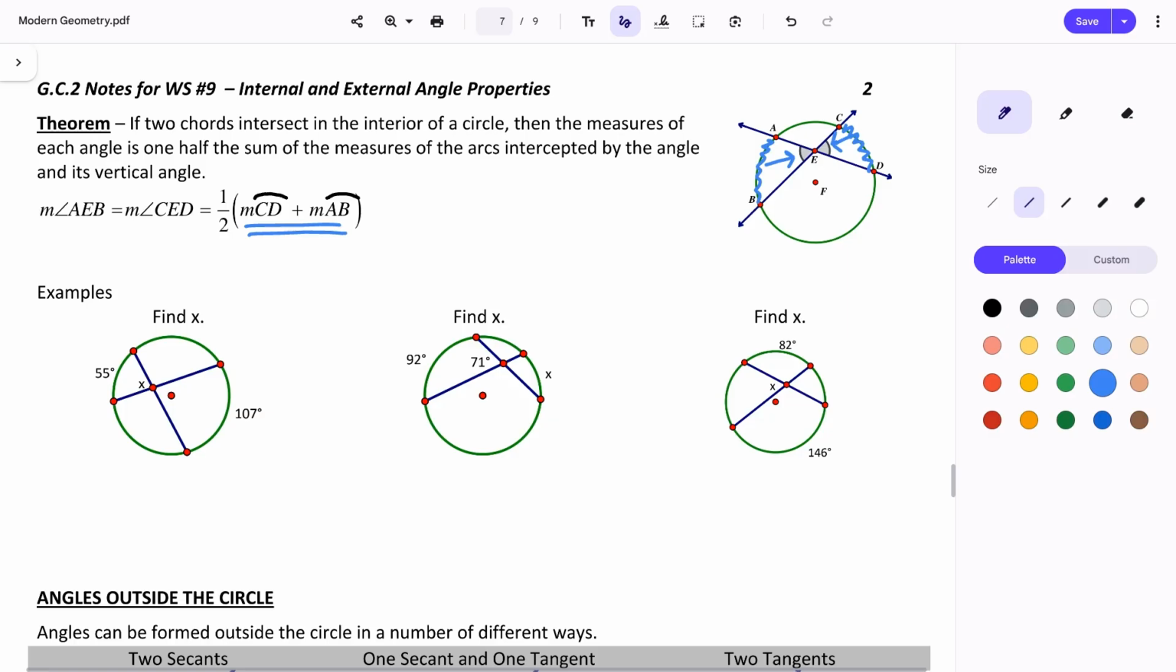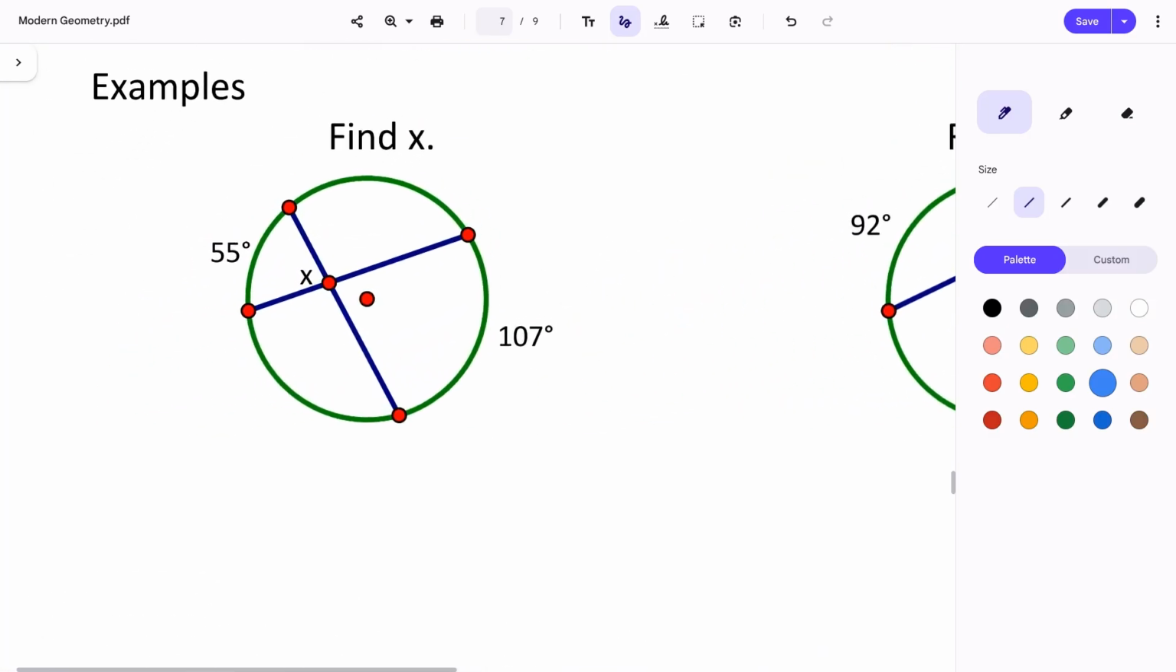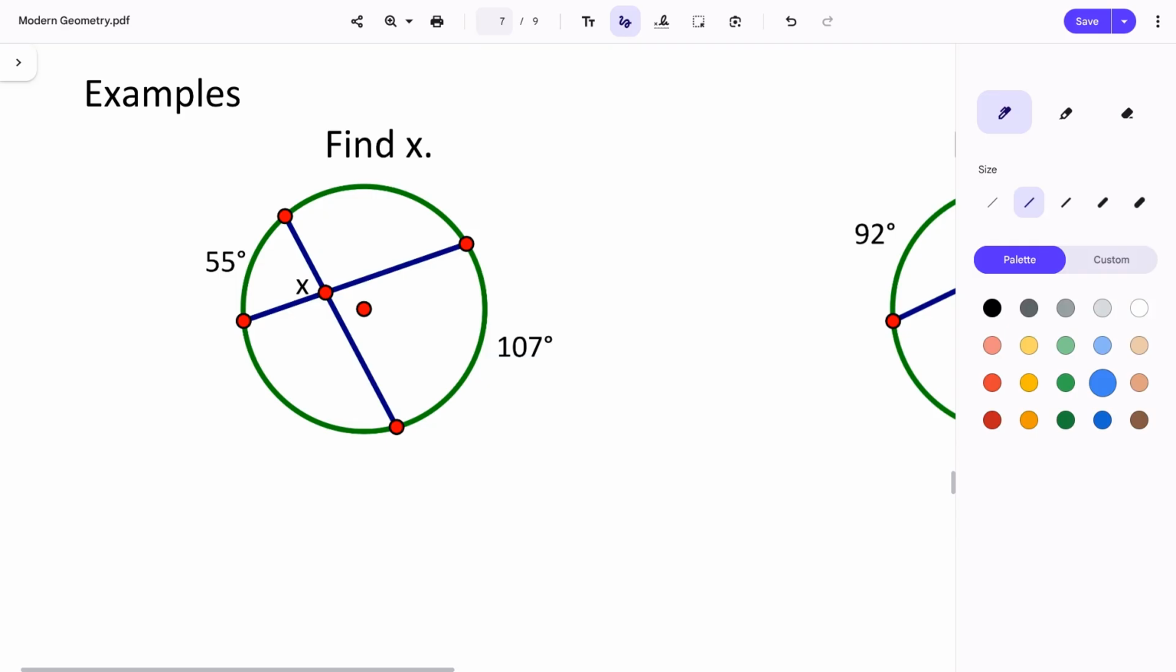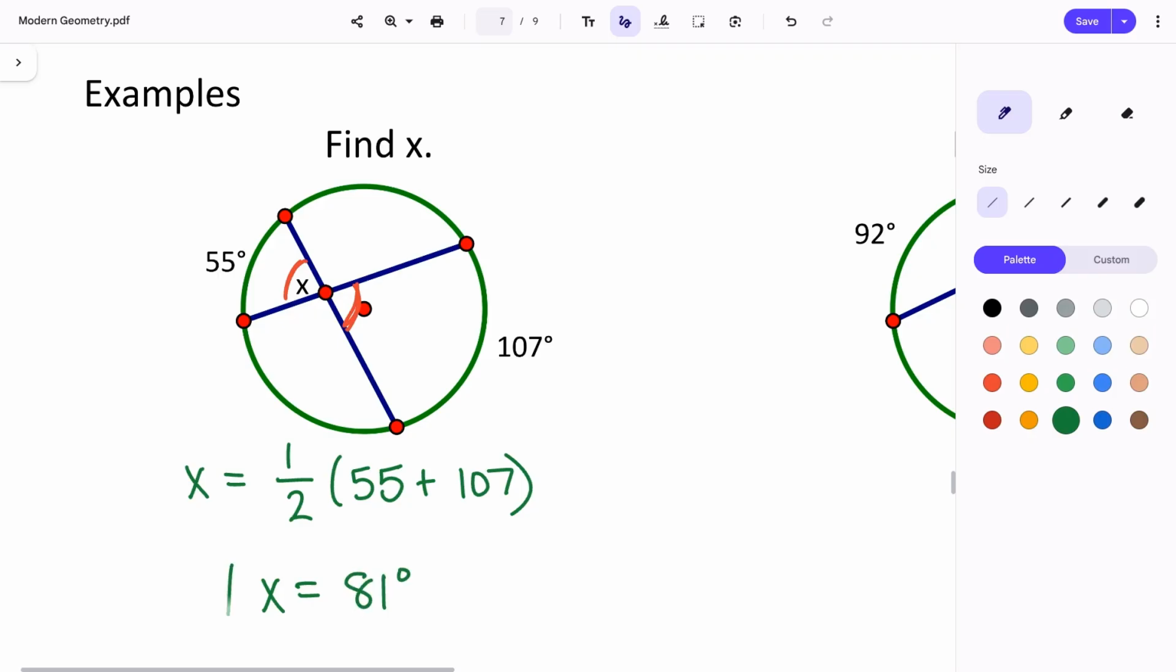Okay, so let's do some examples using this theorem, starting with this one. This is basically just using that rule from up above. X is one of these angles that's on the interior here. I would say this is vertical to this angle here. I've got the two arcs that are across from those, so 55 and 107. So all I need to do to find X is take half of 55 plus the 107. What is that going to be? Good, 81 degrees.